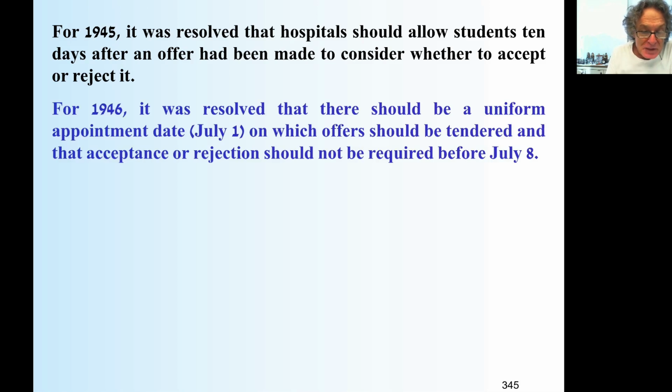For 1946, it was resolved that there should be a uniform appointment date, okay? And they decided July 1st, on which offers should be tendered and that acceptance or rejection should not be required before July 8th. So they nail it down. You get an offer July 1st, you have to answer yes or no by July 8th. You can do it earlier, but by July 8th.